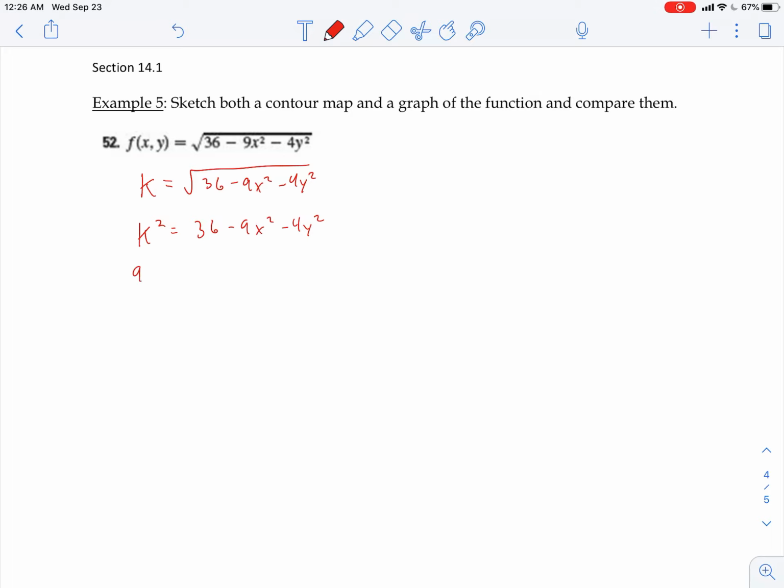So what I'm going to have is 9x squared plus 4y squared is equal to negative k squared plus 36, or 36 minus k squared. All right. And now this is going to have to be for k greater than or equal to 0. So here, hopefully you see that we have a family of ellipses with the major axis the y-axis, and k equal to 6 is the origin.